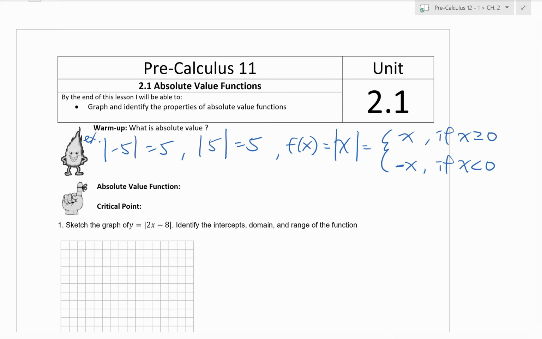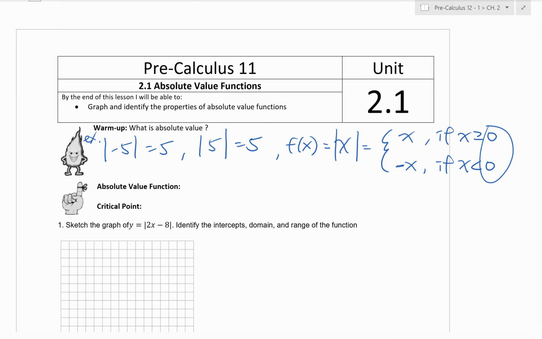So the absolute value function can be written as a piecewise notation. Okay, so either positive or negative. This number 0 is what we call the critical point, and we'll talk about that in a second. Okay, that's the critical value.